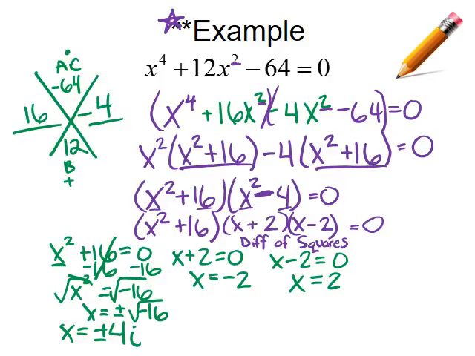Take a moment to check. My highest exponent is 4. I have 1, 2, 3, 4 answers, which is what I needed. The plus minus accounts for 2 answers there.